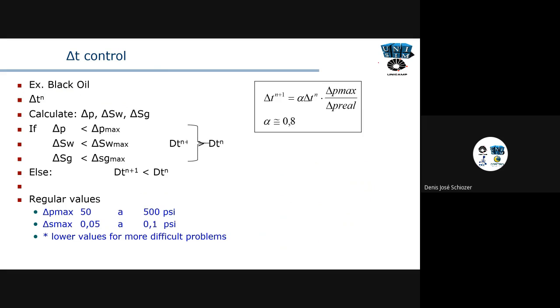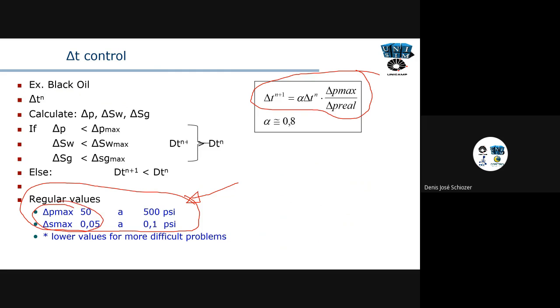This is automatic by the simulation, and they use a formula that is proportional to these changes. The most important thing for you is that you have to inform these values to the simulator, the maximum pressure and maximum saturations that you accept. And this, of course, will change according to the case you are running and according to the precision you want for your solution. If you want, for example, a faster solution, you can use a higher value here for pressure and saturation, because the time step will be higher.